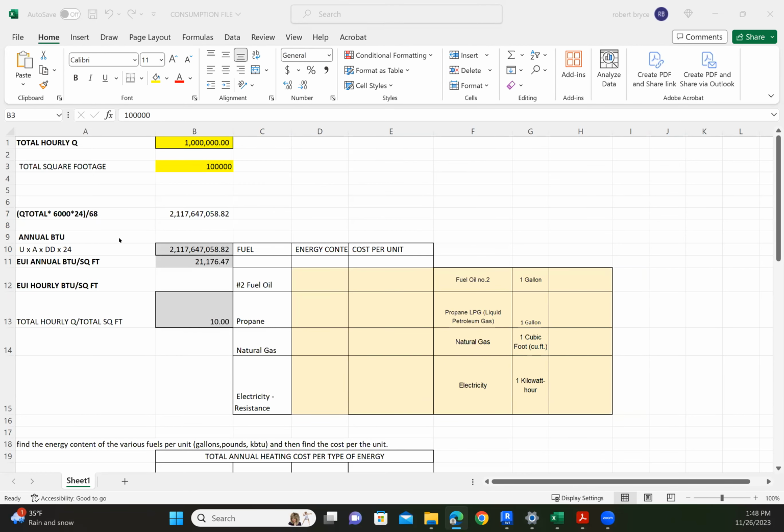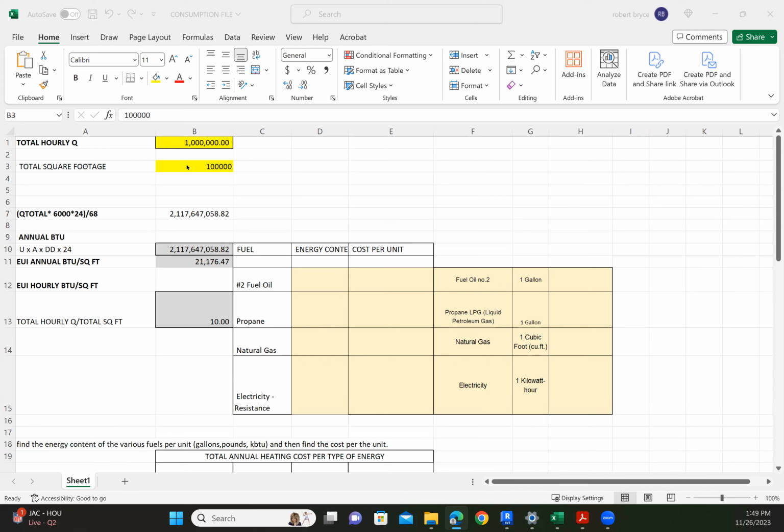The next phase of your final project is, first of all, you've calculated the total Q that you've lost per hour. Worst case scenario, meaning the hourly calculation where we decided a temperature differential as the worst case scenario. You'll have to fill in your own number here. Total square footage, you'll have to fill in your own number here, but for this example, I said that we lose 1 million BTUs an hour. Total square footage is 100,000 square feet.